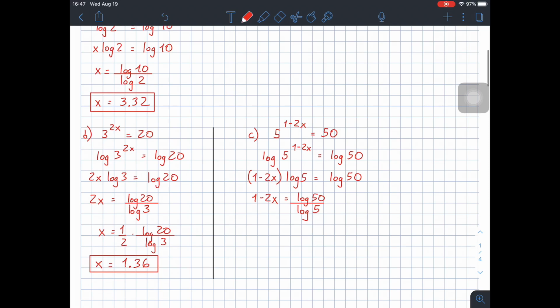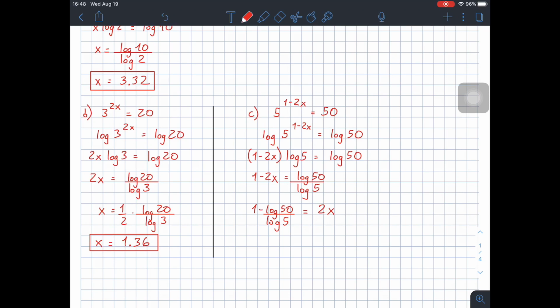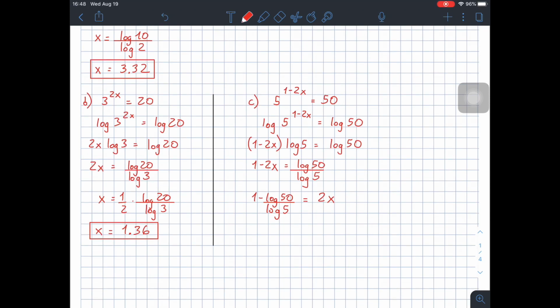Then, to keep on solving for x, maybe I can take this to the right side and I can bring all of this to the left side in order to have a positive sign for the x. So I will rewrite this as 1 minus log of 50 over log of 5, and this is equal to positive 2x, right? So then if I take the 2 dividing to the other side, I will get the x alone, right? So I can say that this is x equals, and all of this is being multiplied by 1/2, and here we have 1 minus log of 50 divided by log of 5.